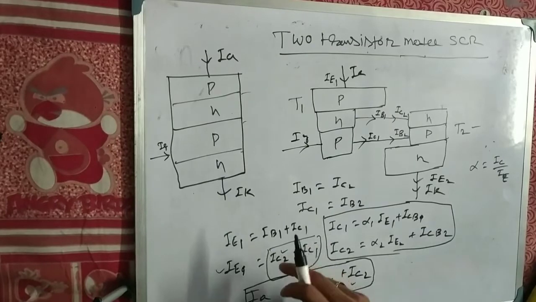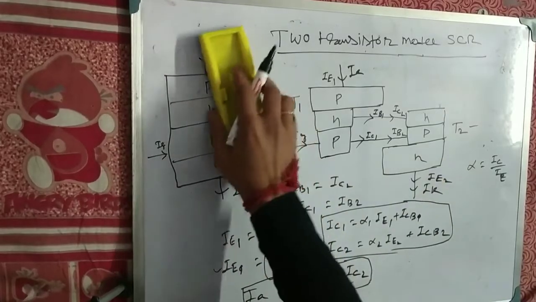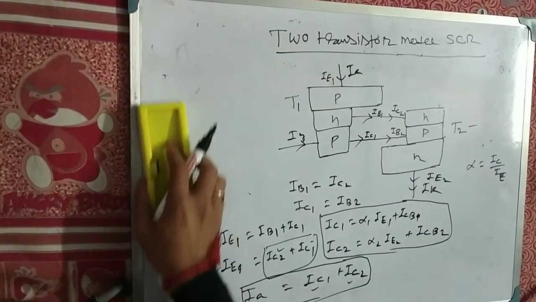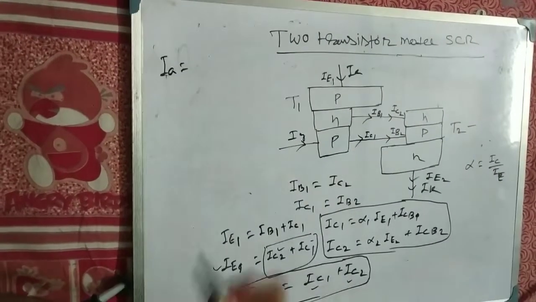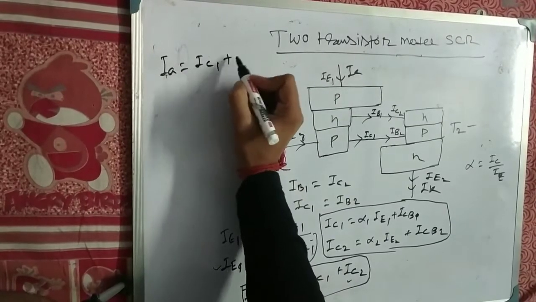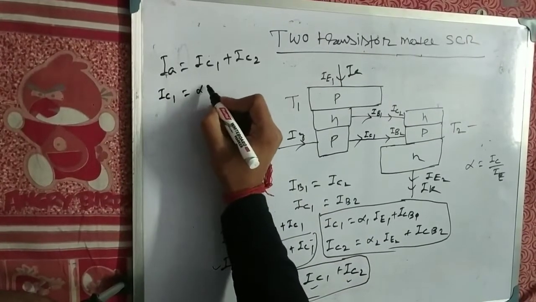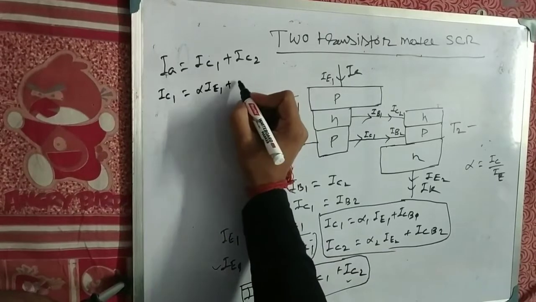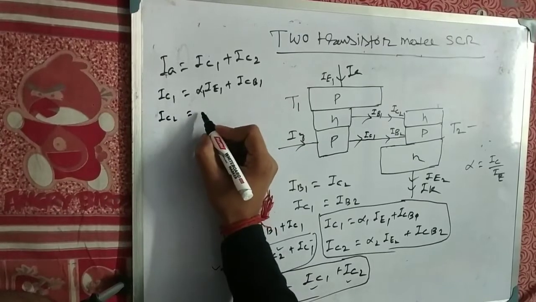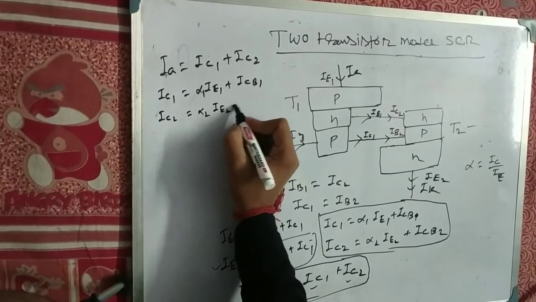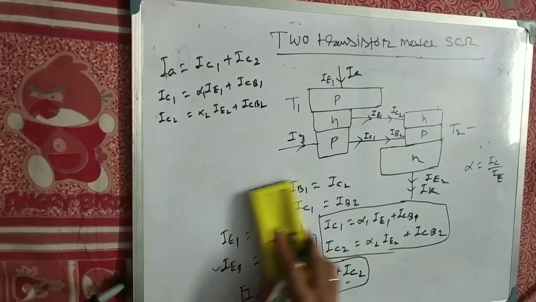So we will write this equation first. We have got anode current equal to IC1 plus IC2, and also IC1 equals alpha 1 IE1 plus some leakage current ICB1, and IC2 equals alpha 2 IE2 plus ICB2.